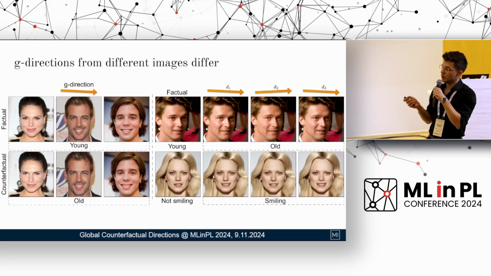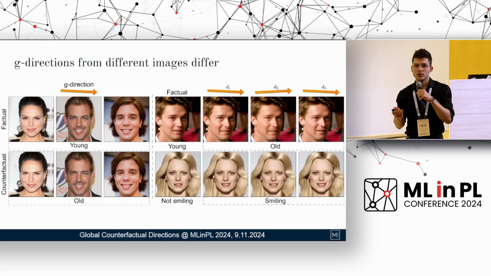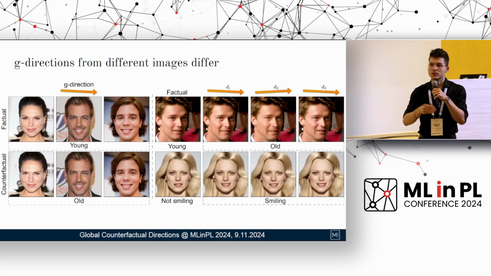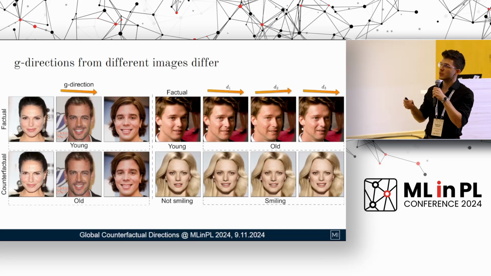You can also treat the G directions as a source of diversity. If you use many images as the source image and obtain the G directions, they actually differ in a semantically meaningful way.